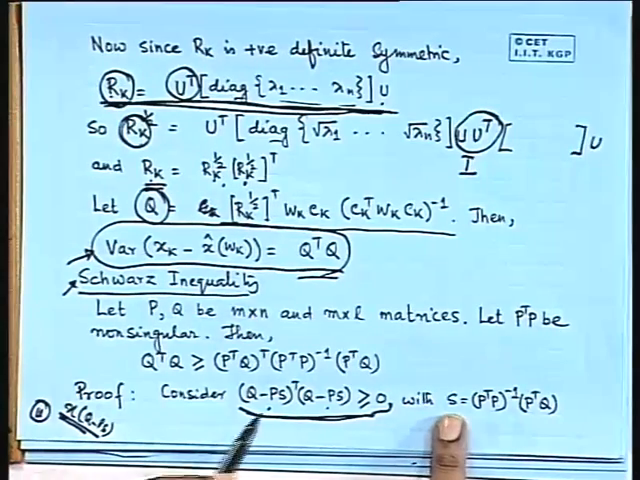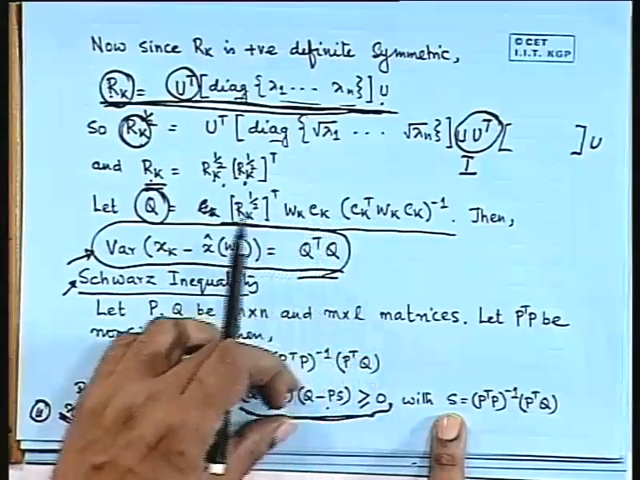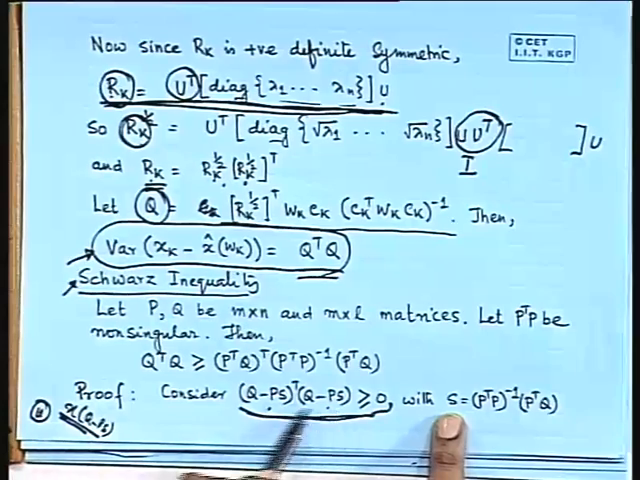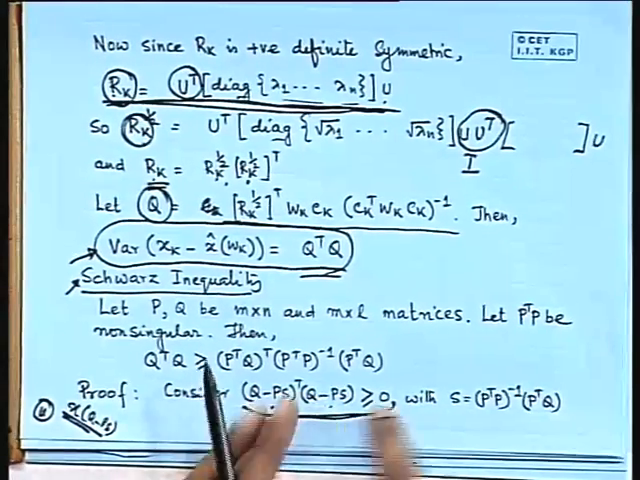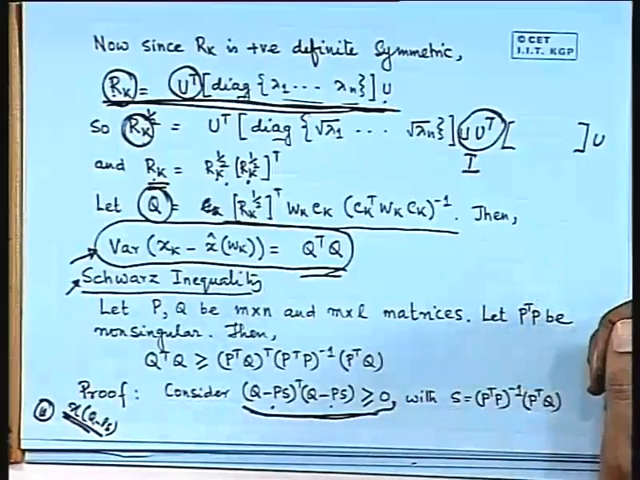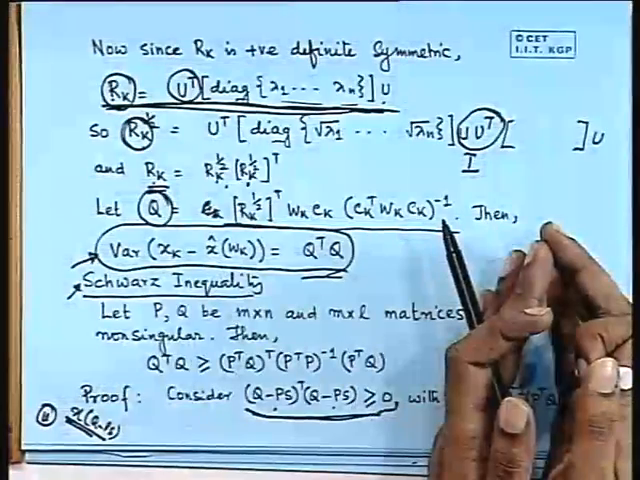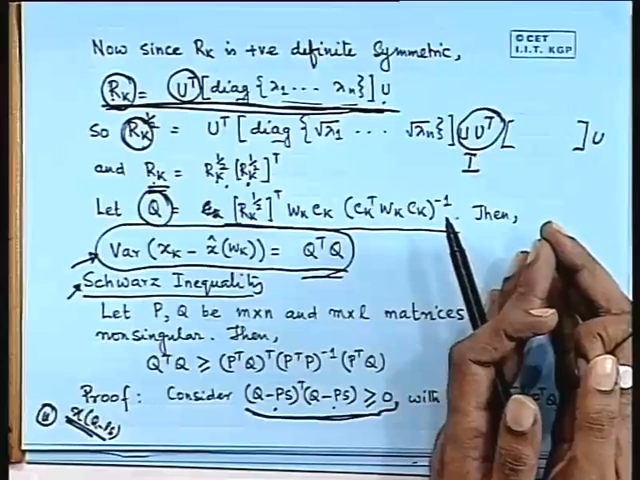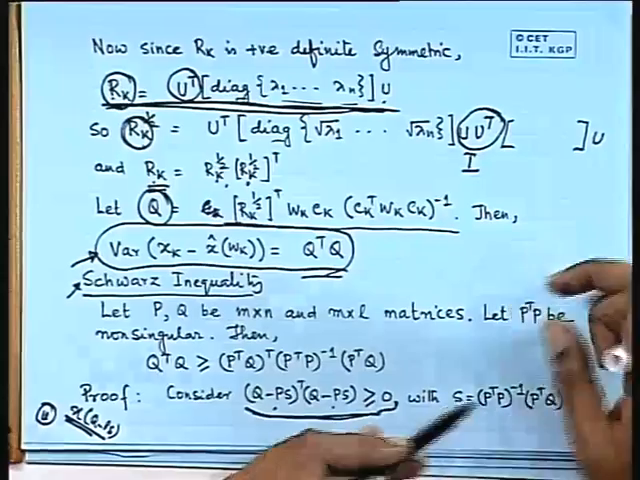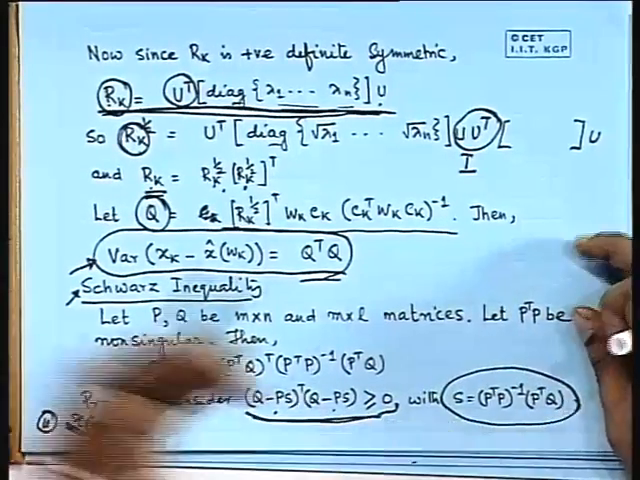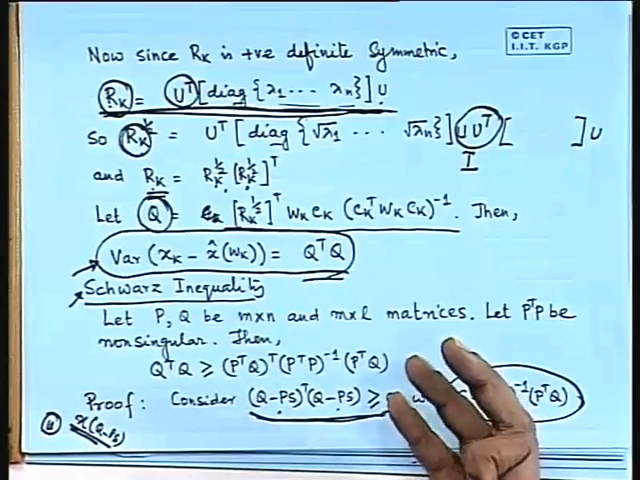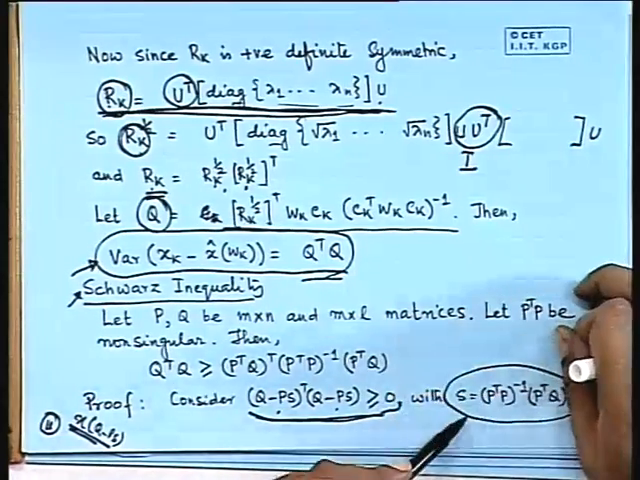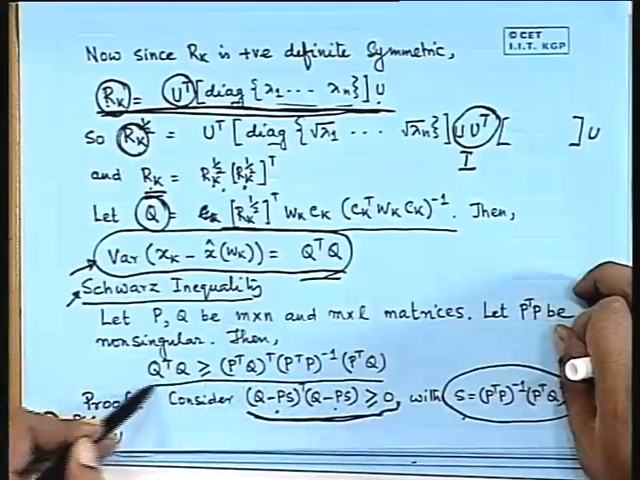Now, if you just break it up, you can always break it up. Here you will get a term q transpose q, you will get other terms. The other terms you can take on the right hand side. I have not written the whole proof. And then you can choose any S, after all these P, Q, S are free, for any P, Q, S you can do it. So if you choose S equal to this, then you will get this result.